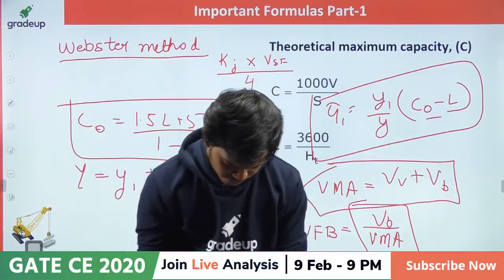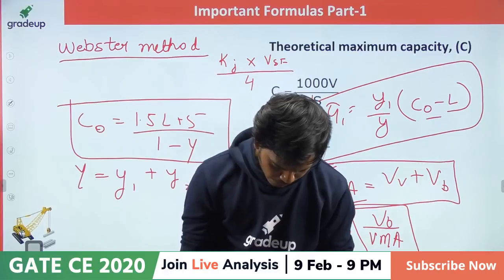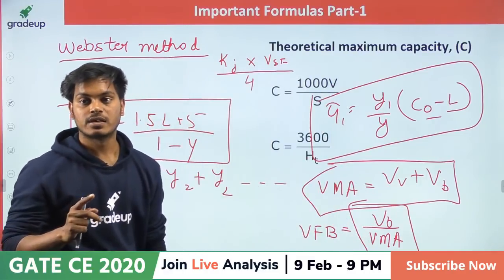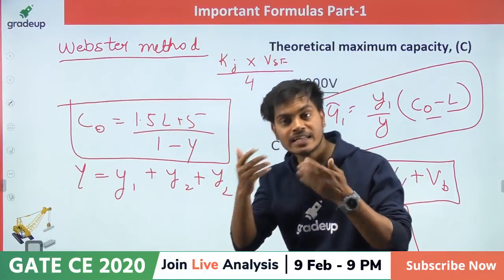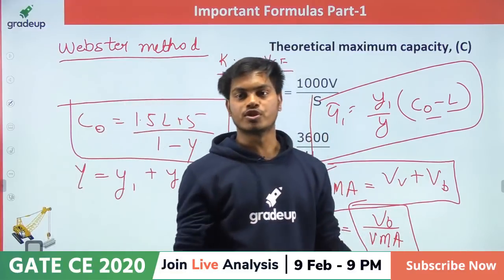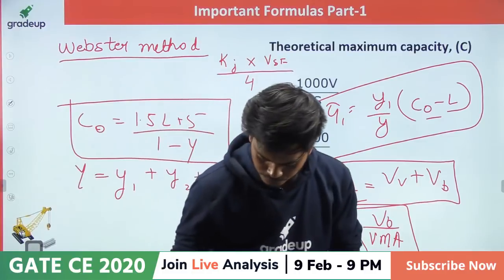You will be able to do this, this is easy. Okay, this is very important: radius of relative stiffness. Last time in 2017, I think they directly asked the question. It was a direct formula based question. You don't have to do anything, just put the value and you will get the answer.